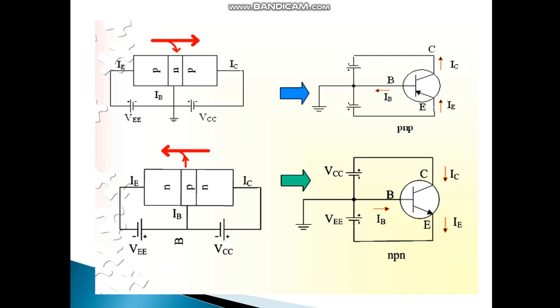So this is the diagram for the common base configuration. Here PNP and NPN transistors are used. There are three terminals we know: collector, emitter and base. Here in common base configuration, base is common for the input and output, and the base is grounded.